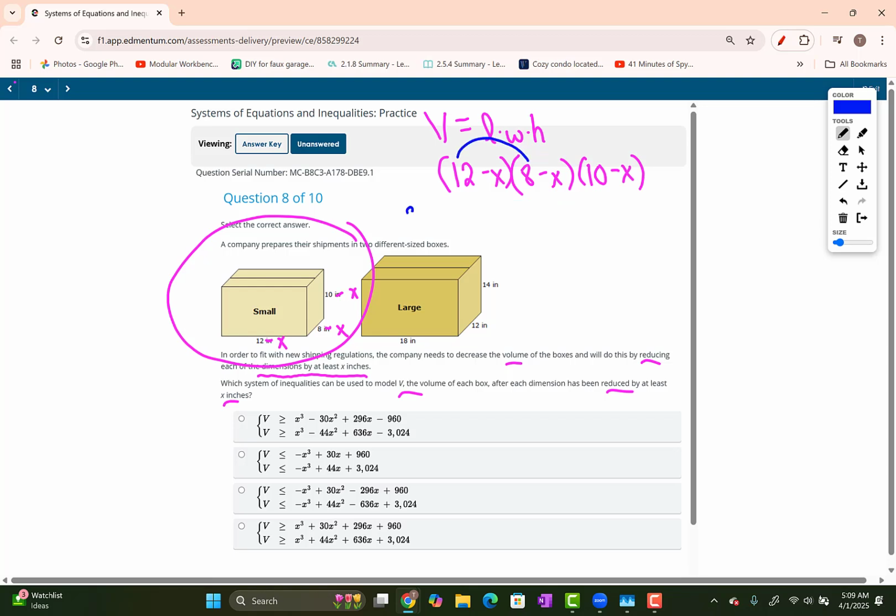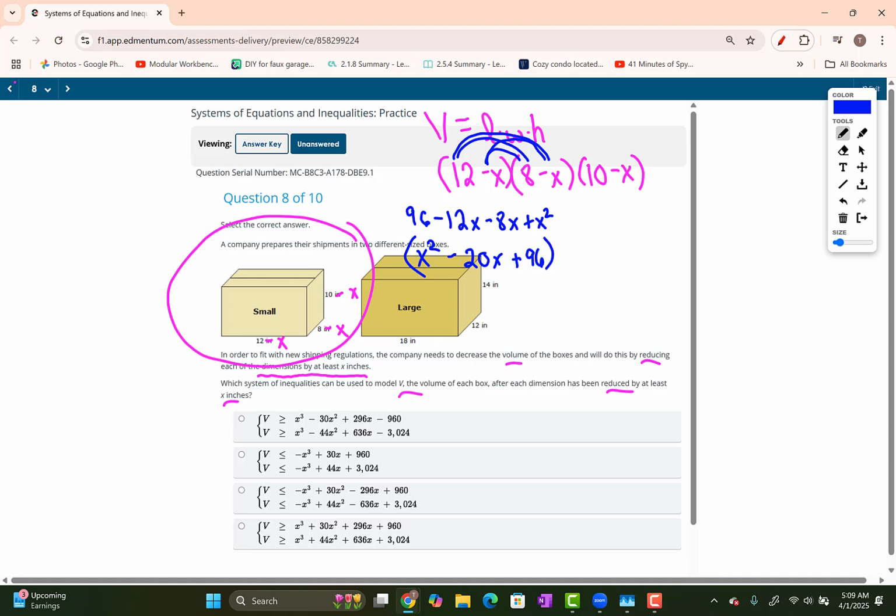12 times 8, 96. 12 times negative x, negative 12x. Negative x times 8, negative 8x. And negative x times negative x, positive x squared. Now I've got like terms here in the middle. So I'm going to rewrite this expression as x squared, I want to write the x squared term first, negative 12x minus 8x is negative 20x, and then I'll put the positive 96 here on the end.